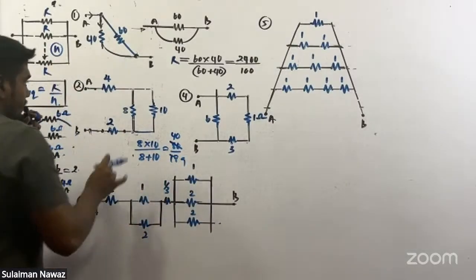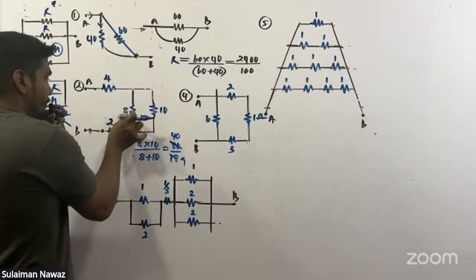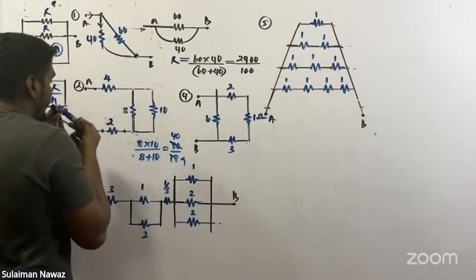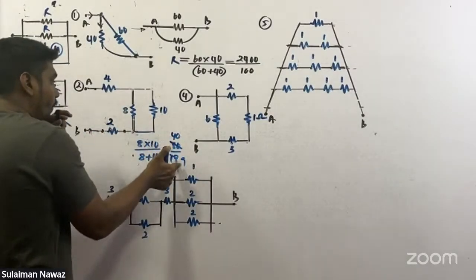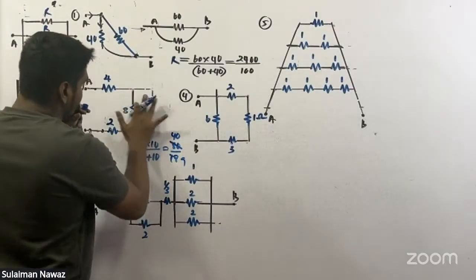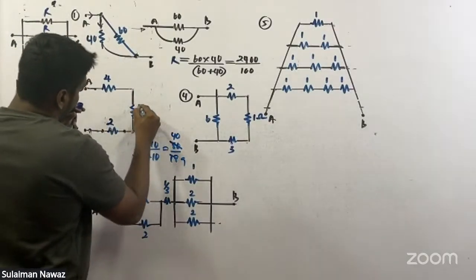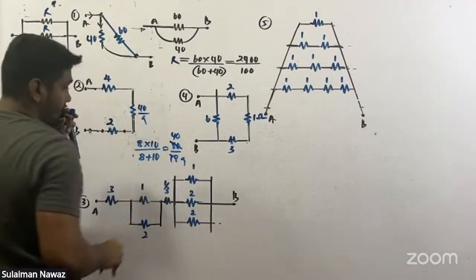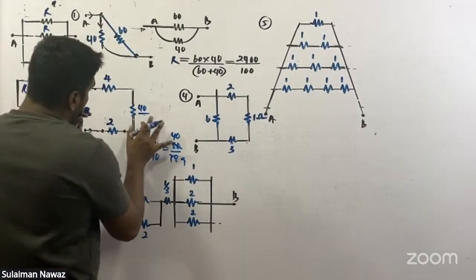So then I can remove these two. When you consider these two are in parallel, you can replace these two by a 40 over 9 ohm single resistor. 40 over 9 single resistor. Simple.